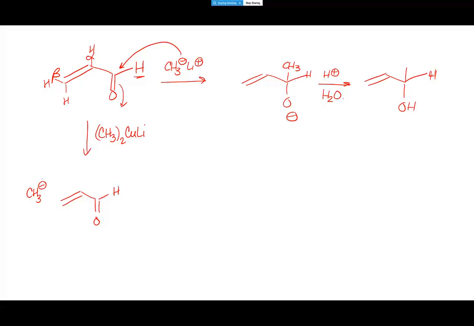And then you would say, well, how come that CH3 minus, if they're the same? They're not the same CH3 minus. One is a lithium and one's a cuprate. The copper changes the reactivity of the methyl group. How is beyond the scope of this course. But when a methyl is paired up in a lithium cuprate or a Gilman reagent, what happens is it attacks this carbon of the double bond, the beta carbon. Then this pair of electrons moves here, and then that pair of electrons moves out to the oxygen.